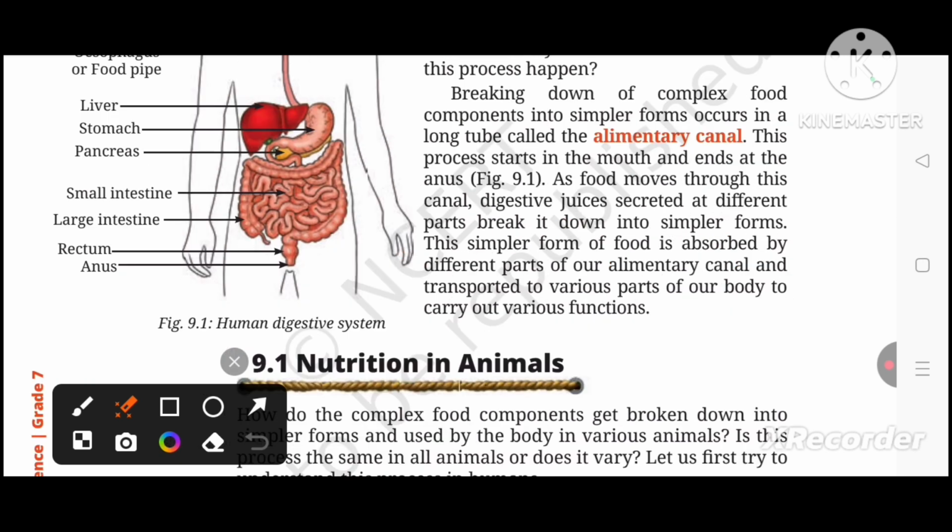These simpler forms of food are absorbed by different parts of our alimentary canal and transported to various parts of our body to carry out the various functions. As we know, food contains various amounts of energy, and these food particles get converted into simpler forms, which are absorbed by different parts of the alimentary canal and transported to the various parts.